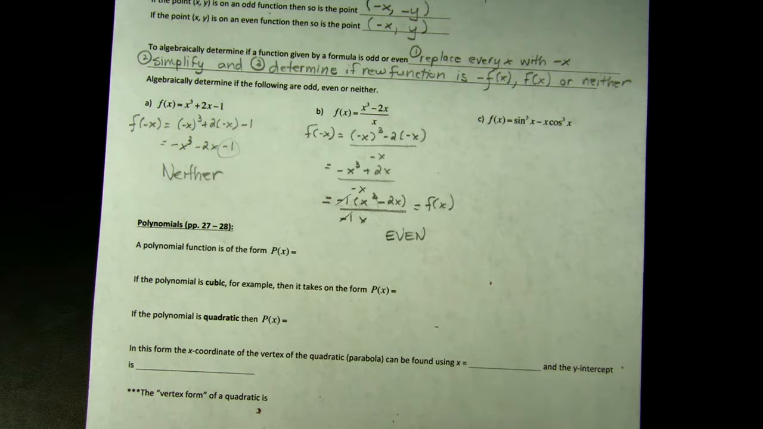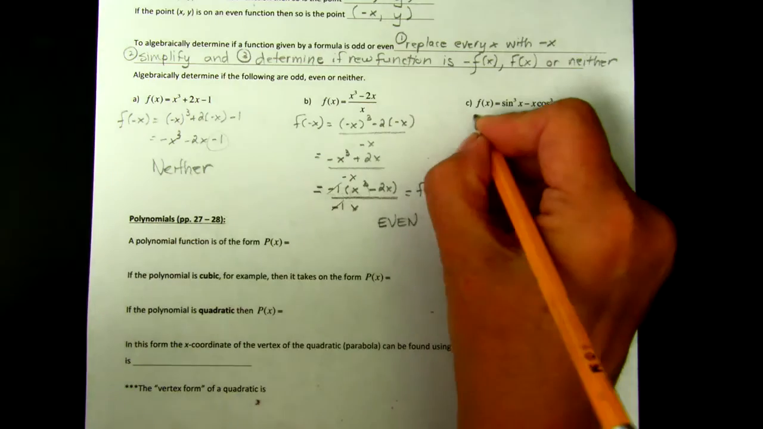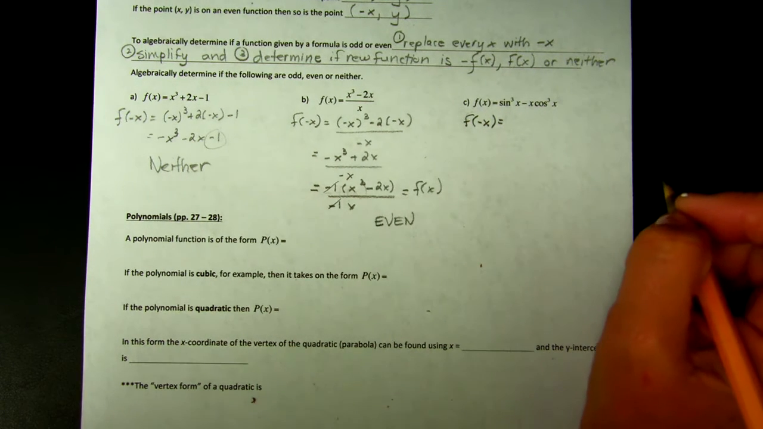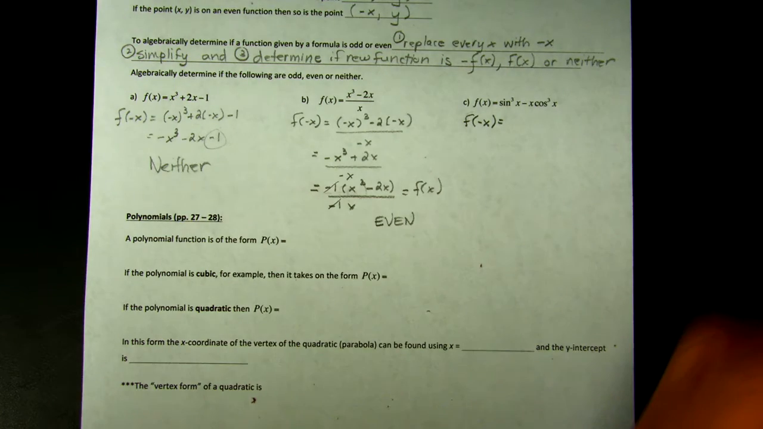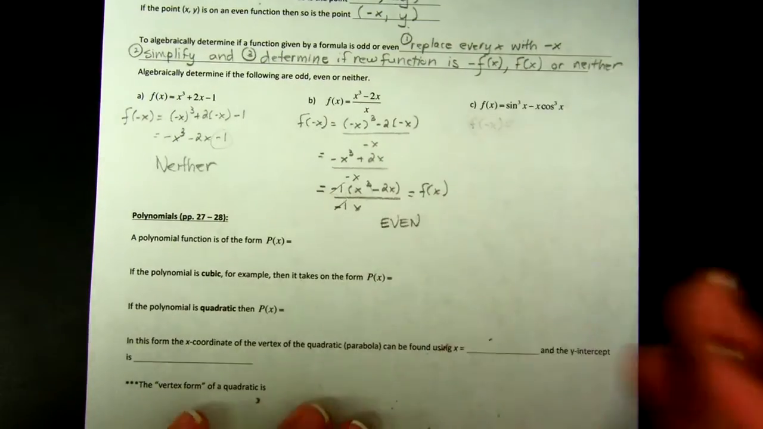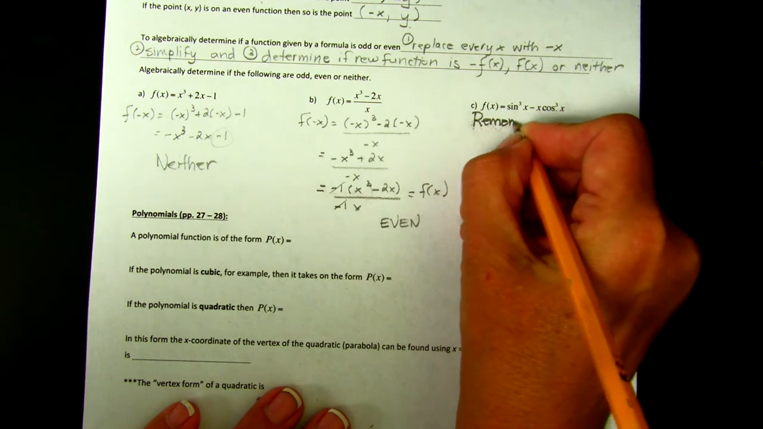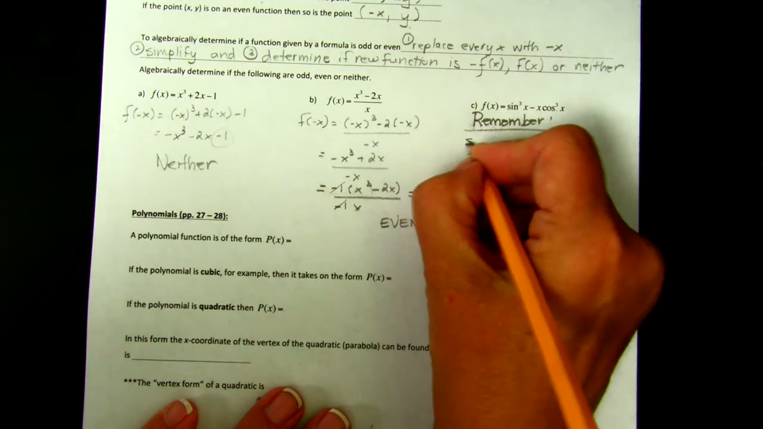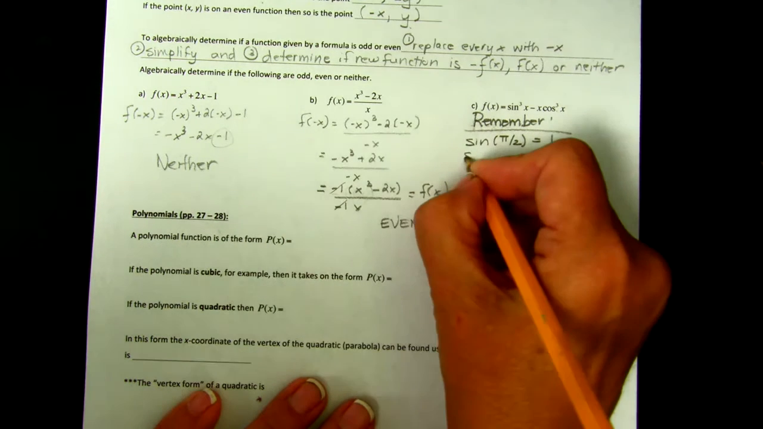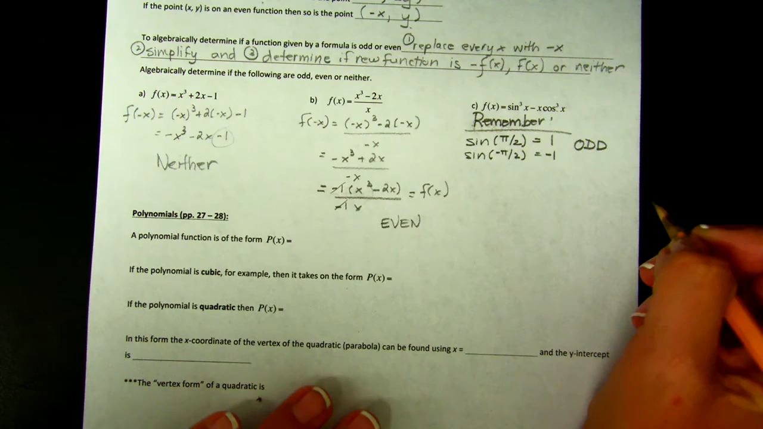All right, let's look at the next one. This is a trig one. Let's do f of negative x here. In order to do this, we need to remember some trig. We need to remember if sine and cosine are odd or even functions. Let's look at sine. The sine of pi over 2, from our unit circle, is 1. Let's look at the sine of the opposite of that. The sine of negative pi over 2 is negative 1. So sine is an odd function.